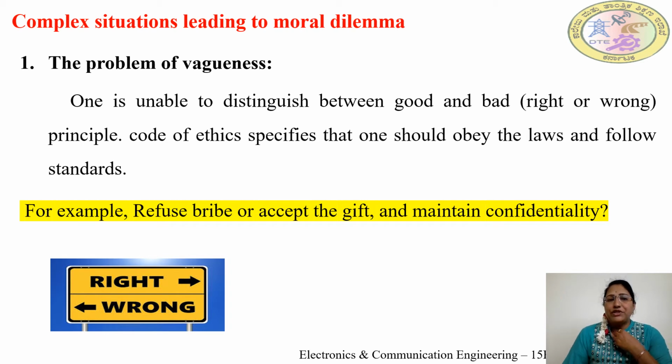First situation, the problem of vagueness. So the problem of vagueness actually means, vagueness means not certain, uncertain. So one is unable to distinguish between good and bad. So you will not be certain whether it is good or bad. So this situation is what we call vagueness.